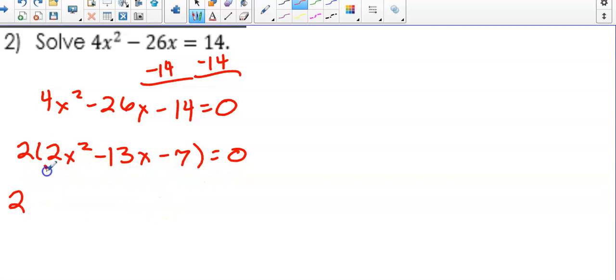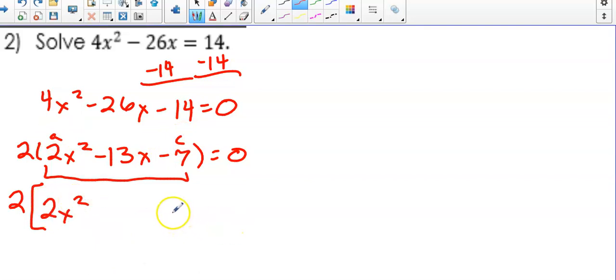Okay, so now I need to deal with this. This goes back to that factoring by grouping that we did last week. So I'm going to multiply A and C. Let me just bring these down and then we'll deal with that. Okay, so 2 times negative 7 gives me negative 14. So I'm going to do the little thing that I learned from another math teacher. This is called the X box. I think I showed this to y'all last week.